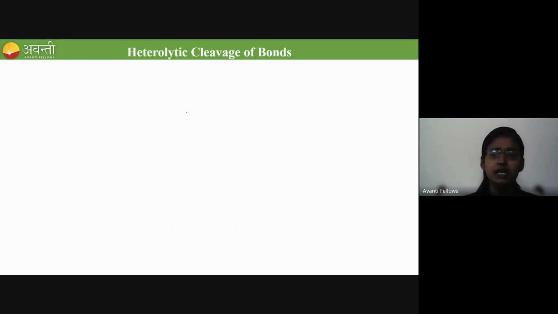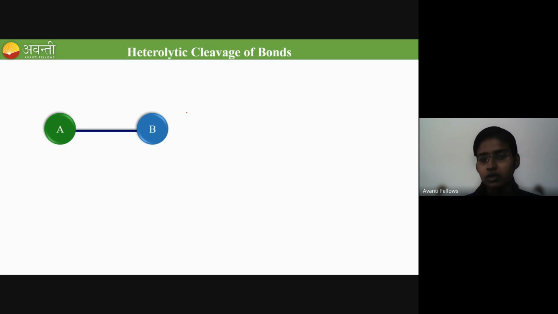And in heterolytic cleavage, if you see, two atoms are bonded. Two atoms are bonded, but atom A is different from atom B. So if both are different atoms, then electronegativity difference will also be there. One atom will be more electronegative than the other. Suppose, for example, atom B has a high electronegativity value compared to A, then the two electrons shared between A and B will move towards the atom B.